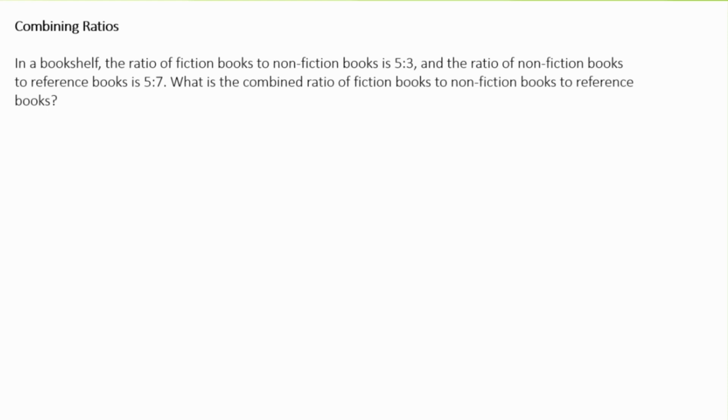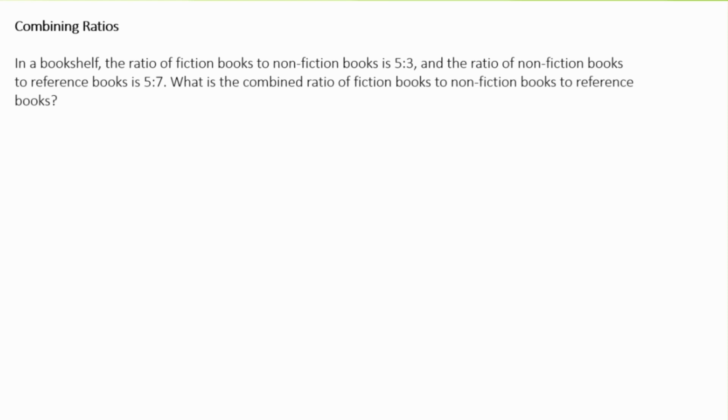So in this question, we are told, in a bookshelf, the ratio of fiction books to non-fiction books is 5:3, and the ratio of non-fiction books to reference books is 5:7. What is the combined ratio of fiction books to non-fiction books to reference books?